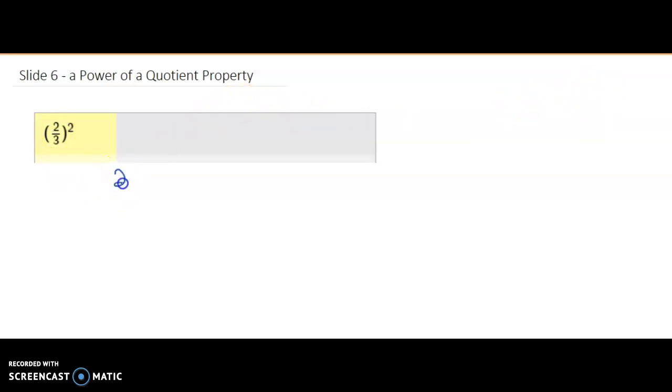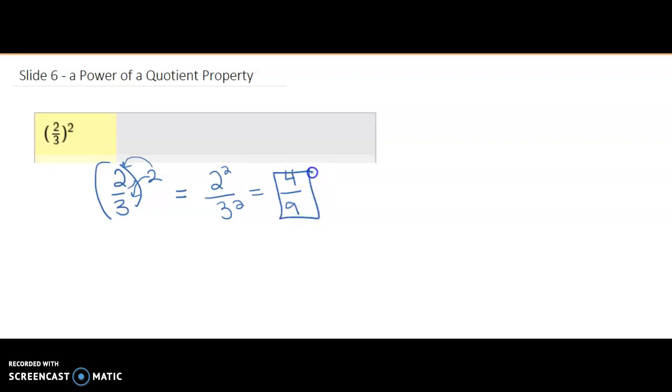All right, so on this one we have 2/3 squared. Now when we have something in parentheses and then an exponent on the outside, we have to raise both the numerator and the denominator to that power. So (2/3) squared is the same thing as 2 squared over 3 squared. Okay, 2 squared is 4, 3 squared is 9. This would be your final answer.